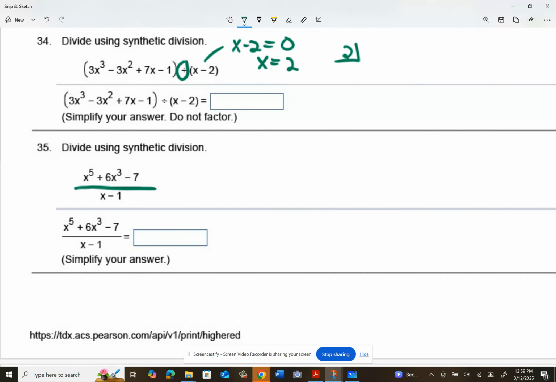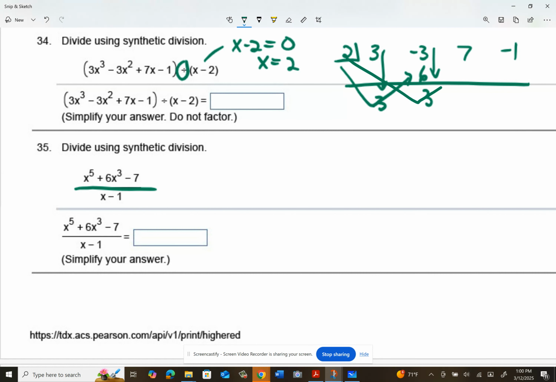Now, what you're going to do is look at the other factor and take the coefficients of those terms. So we have a 3, a -3, a +7, and a -1, and no terms were missing. So that would be it. Then you're going to leave a space and draw a line. Whatever the first number is, you're going to just bring that down. Then you're going to multiply 2 times 3 and write the result in the next column. Then add straight down, you get +3.